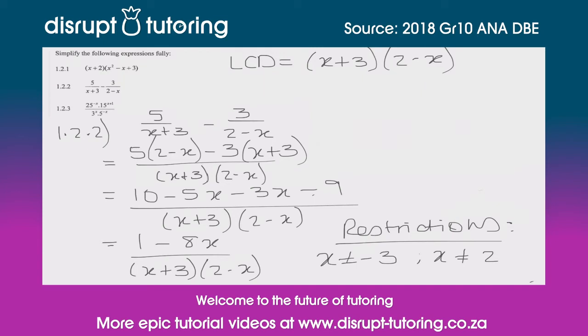If x equals -3 and -3 goes in here, do you agree that this bracket becomes 0, which means the entire thing becomes 0, which means the entire thing becomes undefined? If x is equal to 2, 2 goes in here, that becomes 0, that whole thing becomes 0, which means the entire thing becomes undefined. So it's always really important to let the marker know that you've noticed that, just so that they're aware that x cannot be -3 or 2.